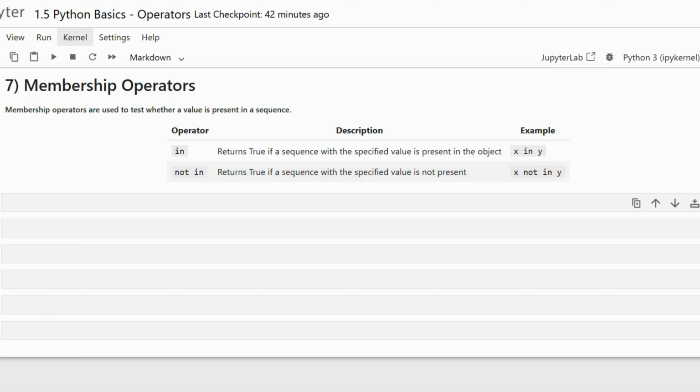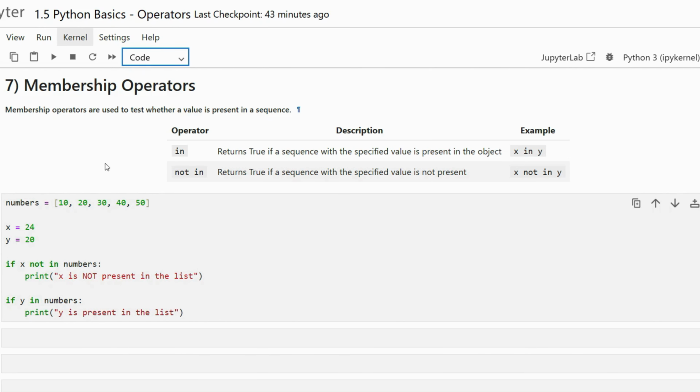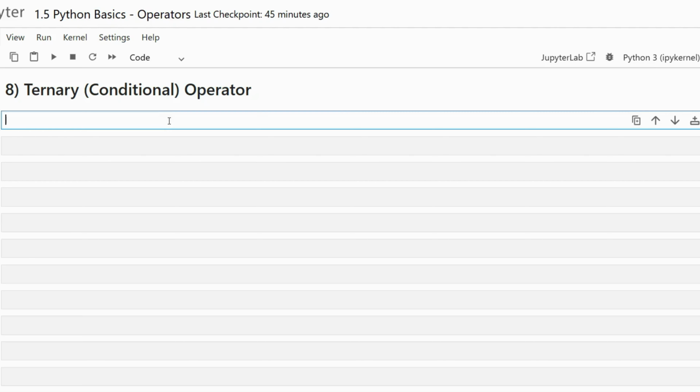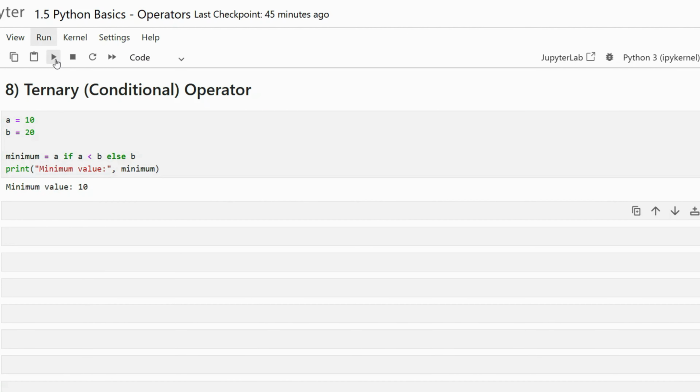The membership operators check whether a value exists in a sequence. Let's take numbers is equal to square bracket of 10, 20, 30, 40 and 50. 24 not in numbers gives you true. 20 in numbers gives you true. The ternary operator allows decision making in one line. Minimum is assigned A if A less than B, else B. If A is equal to 10 and B is equal to 20, the minimum value is 10.